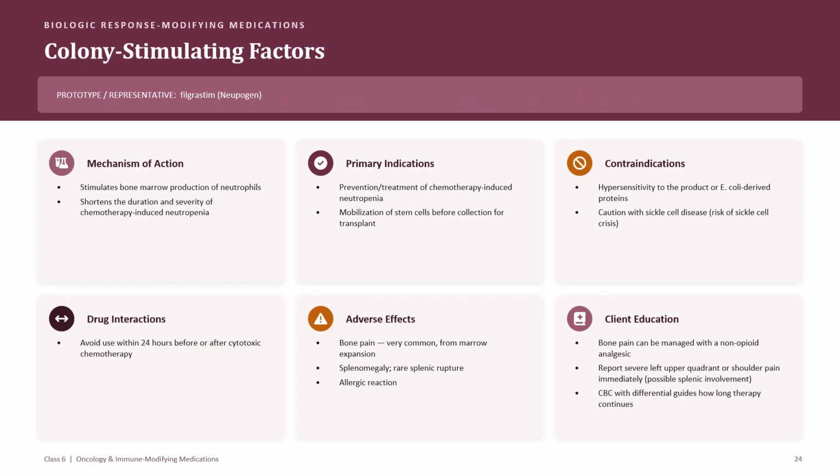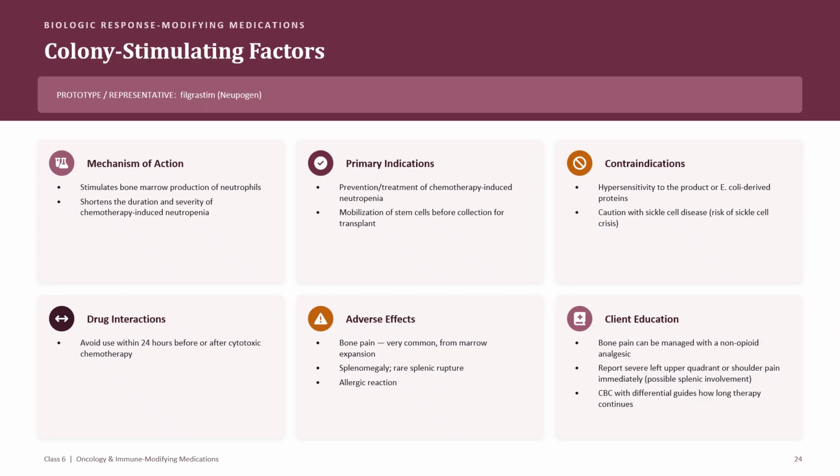So moving on to the colony stimulating factors. So the medication filgrastim brings us right back to that myelosuppression. Except now we're doing something about it. So the medication tells the bone marrow to crank out more neutrophils, specifically to shorten how long and how severe that chemo-induced neutropenia gets. So you avoid giving filgrastim within 24 hours before or after cytotoxic chemotherapy.